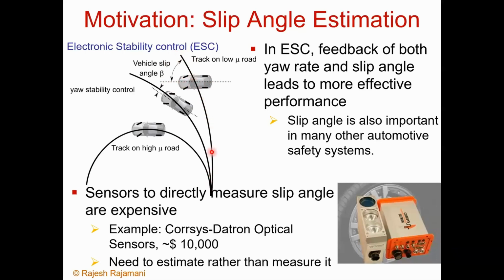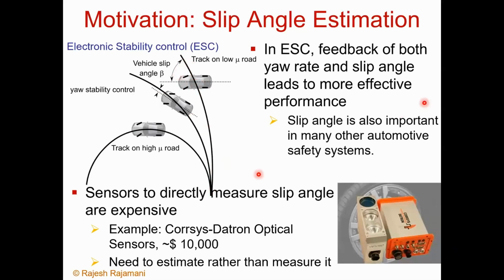Because this is the trajectory of the car, the velocity is along this direction, but the car is oriented along that direction. So there is a big slip angle between the orientation of the car and the orientation of its velocity vector. This is obviously something you would like to avoid. You don't want a lot of lateral velocity or a big slip angle, because that means you're skidding on the road. So this is an example of where you would like to control not only the yaw rate of the vehicle, but also the slip angle. You'd like to keep the slip angle small so that you don't get much skidding.